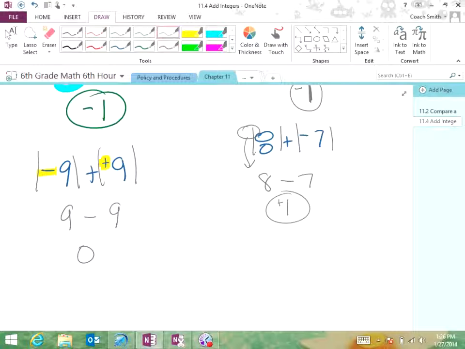It's always subtraction because I have a positive and a negative. That's why it's subtracting their absolute value. It's not subtraction, it's subtracting their absolute values.